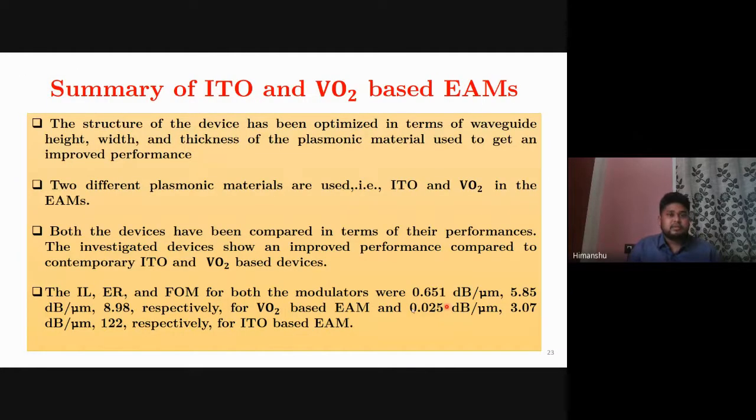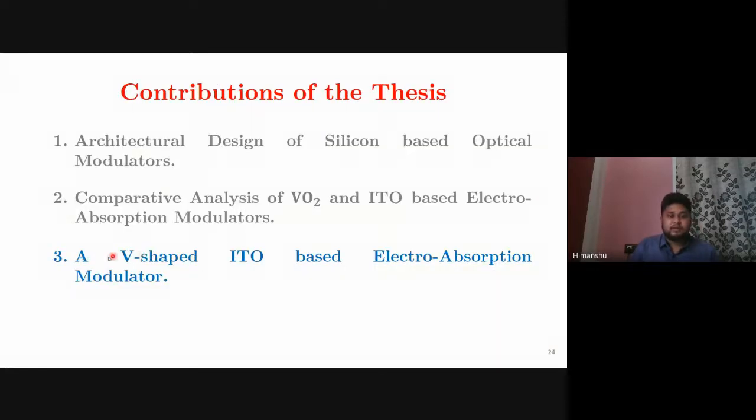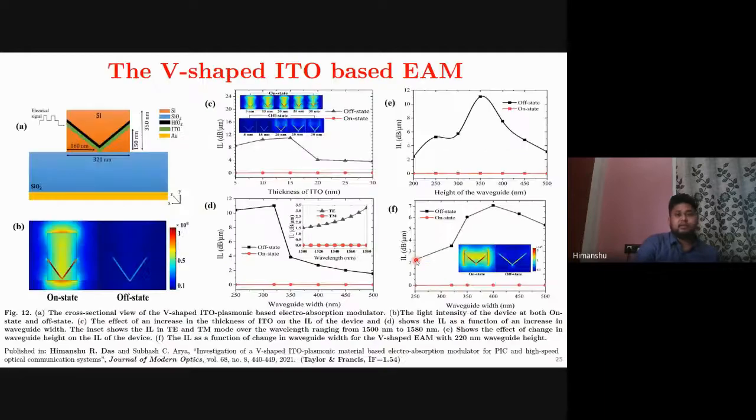So coming to the summary, here we have investigated two plasmonic material-based electro-absorption modulators having indium tin oxide and vanadium dioxide as the plasmonic material, and both the devices have been compared in terms of their performance metrics. The ER, IL and FOM for both the modulators were 0.651 dB per micrometer, 5.85 dB per micrometer, 8.98 respectively for the VO2 based EM, and 0.25 dB per micrometer, 3.07 dB per micrometer, 12.2 respectively for the ITO based EM.